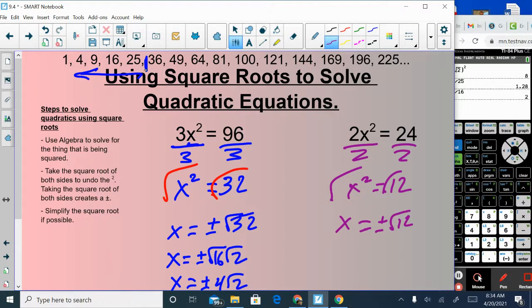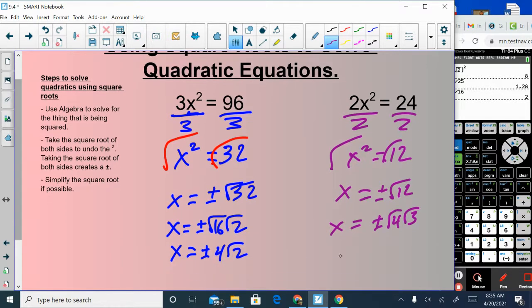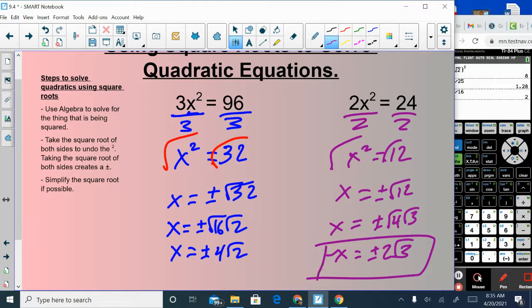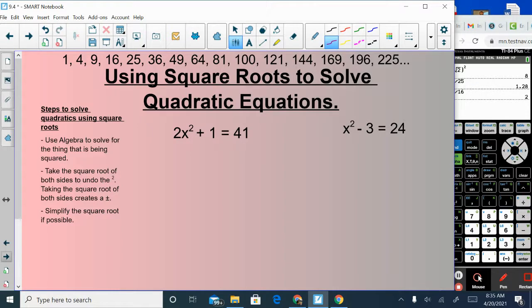We need to look up at our numbers and see if any of these numbers divides 12 evenly, and 4 does, because 4 times 3 is 12. Which leads us to our answer of x is equal to plus or minus the square root of 4, which is 2, so 2 root 3. Answer. Boom. We got more examples.